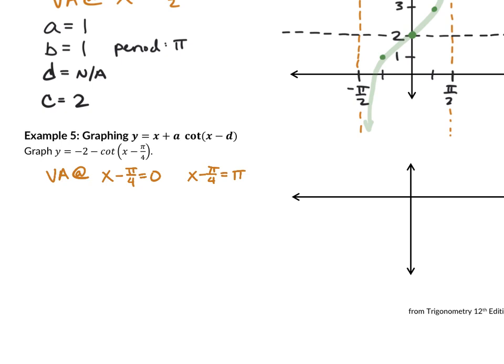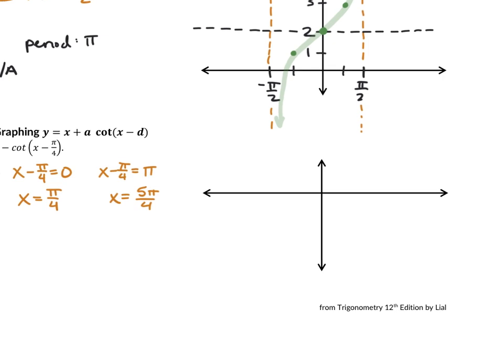So if I add pi over 4 to both sides, that means I'm going to have a vertical asymptote at pi over 4, and I'm going to have a vertical asymptote at 5 pi over 4. I could go ahead and draw those in. So here's pi over 4, then 2, 3, 4, 5 pi over 4. Both of those values should be where there are vertical asymptotes for this graph. I already know that, so that's going to be the period that I draw in between those two vertical asymptotes.